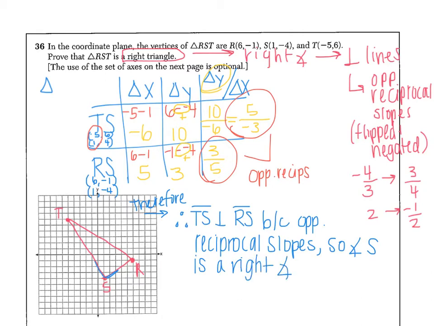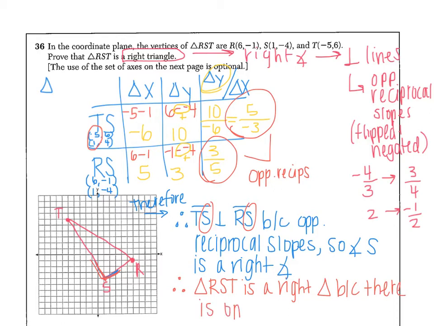And if you're wondering how I figured out that it's S, not only by looking at the picture, but also by looking at the two sides we have perpendicular. They both have S in common, so the angle must be at S. Now that I've stated I have perpendicular lines, I can now conclude with therefore, triangle RST is a right triangle because there is one right angle. And we're done for that part. But of course there's more. There's always more.